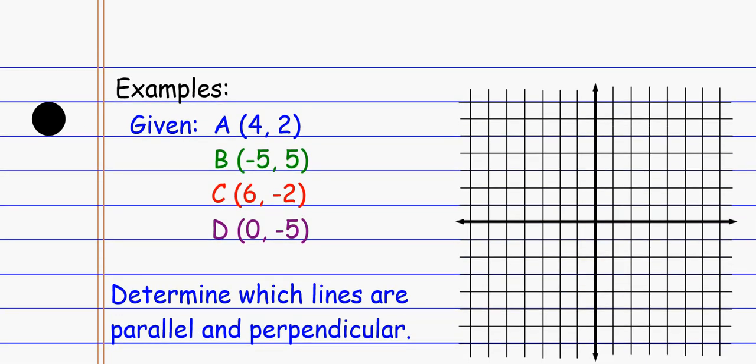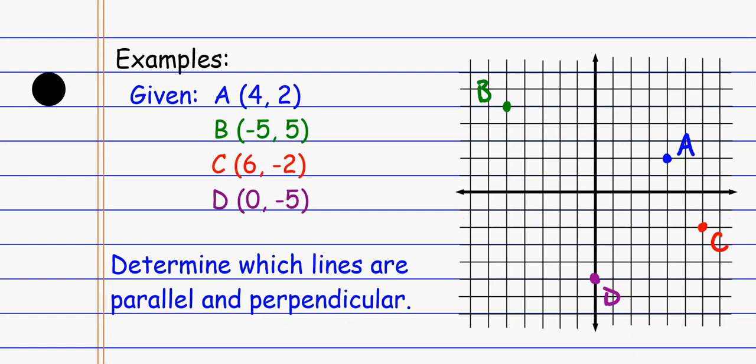So if I were to plot these points, and I'm going to color coordinate them because I have them written that way. So let's see, 4, 2 is right here. That's point A. -5, 5. Right here. 6, -2. And 0, -5. Okay? And then it says determine which lines are parallel and perpendicular.